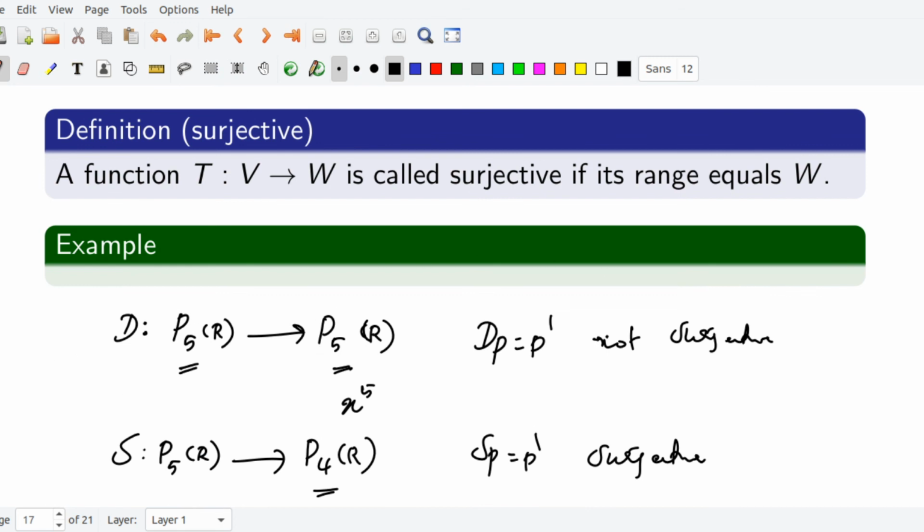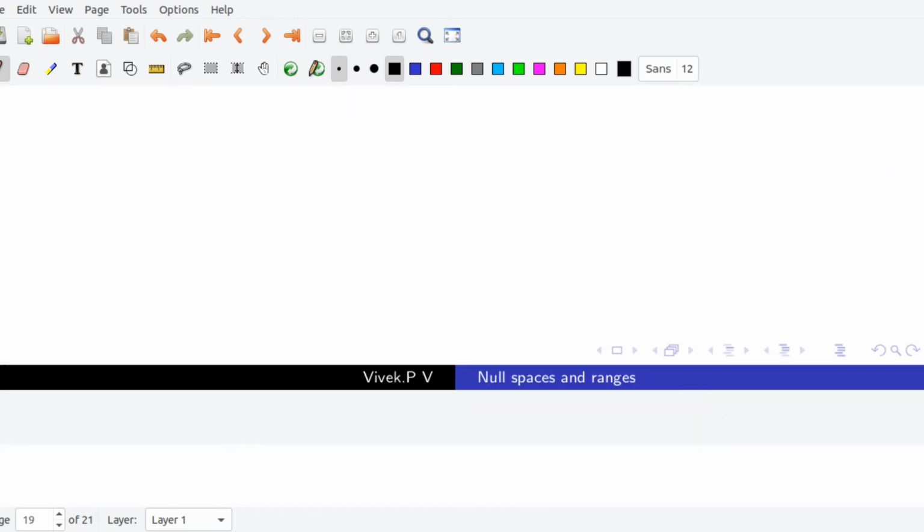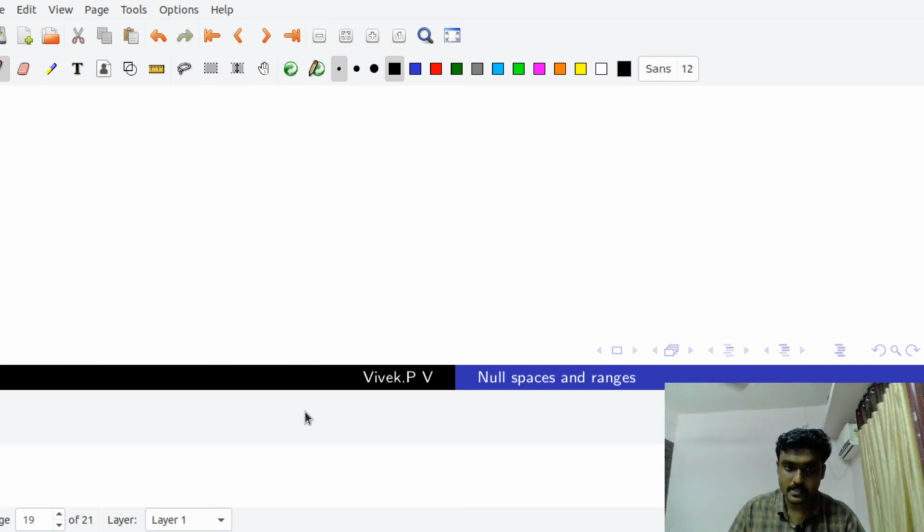In this lecture we dealt with some very important subspaces in linear algebra. One is the null space and another one is the range space, and we already gave one important theorem: a linear map is injective if and only if the null space of T equals the set {0}. Okay, thank you.